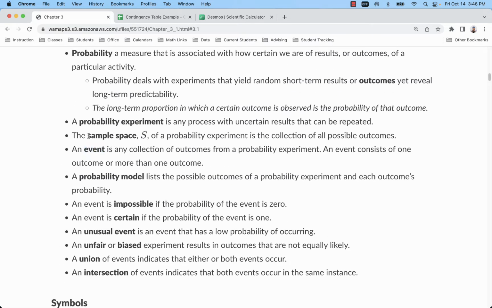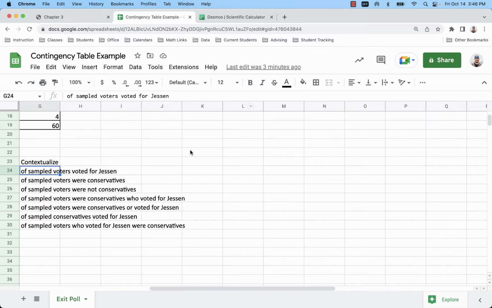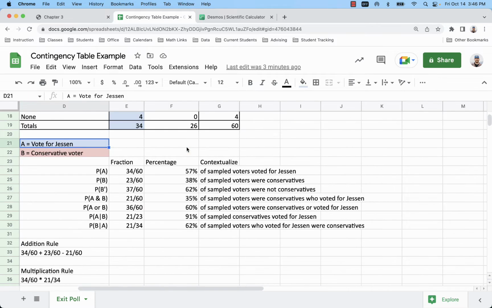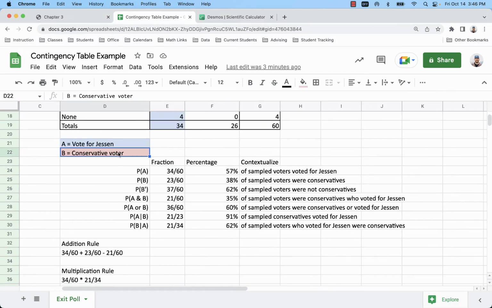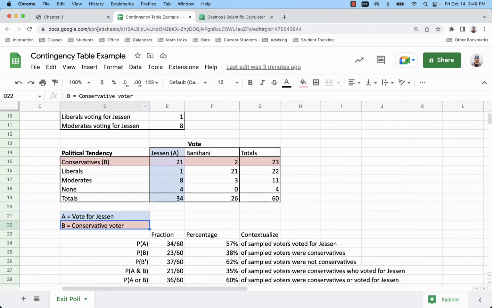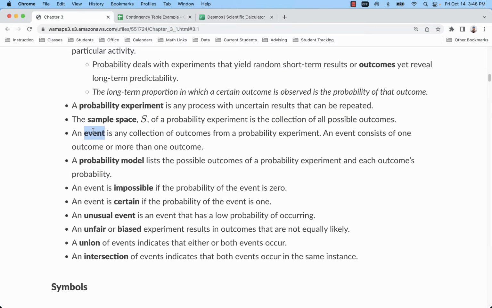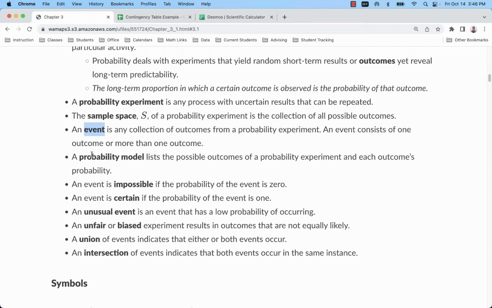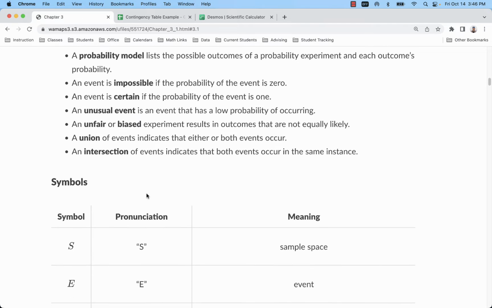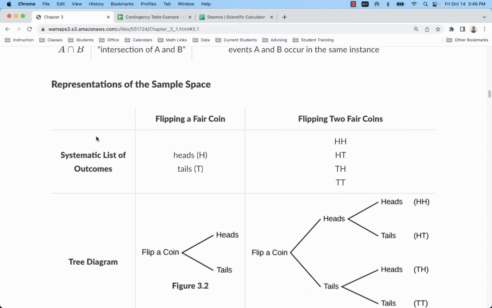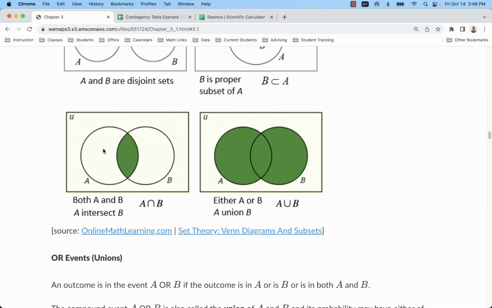Here, our sample space is all of our voters. Our events are different characteristics, so selecting voters who fall into categories like voting for Jessen or leaning towards the conservative. And so you could have a bunch of different events just grouping up based on those variables. And usually an event will be a value of a variable in a contingency table model. So now we're going down, we're going to take a look at some of these notations and probabilities.